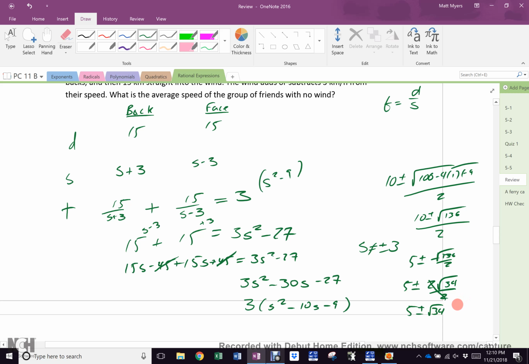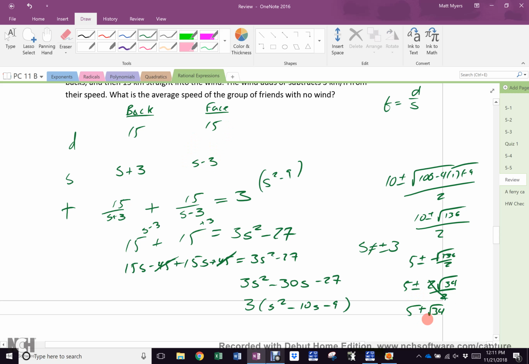Is that okay? Because if S is 11 something, then S minus 3 works. Yes? But when 5 minus that, that's going to be negative. And negative minus a negative means when the wind's in our face, we're actually going backwards. So is the minus 1 allowed? No. So the answer has to be 5 plus. Now, if you handed me that, you get full marks.